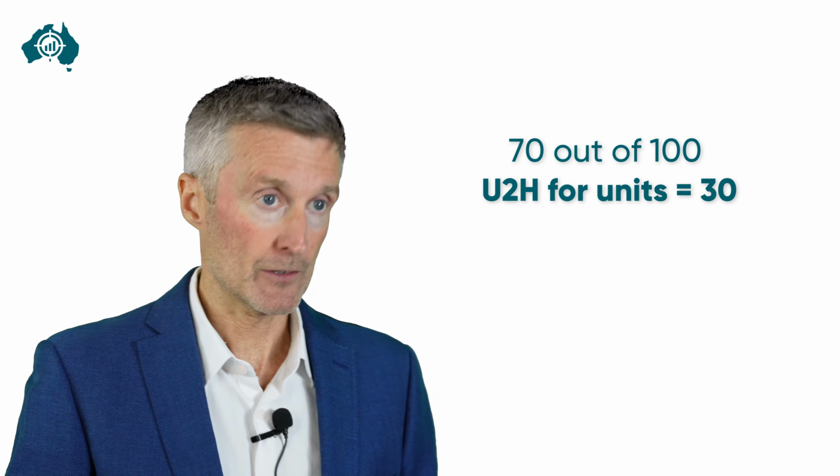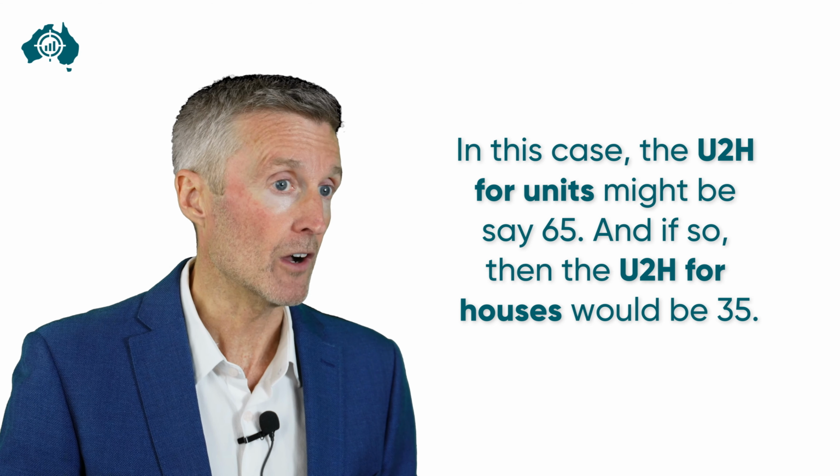Now consider a different suburb where units are worth 500,000 and houses are worth 1.5 mil. And imagine also the houses are on tiny blocks and only had a few bedrooms, one parking space, and the units were typically 150 square metres with 2 bathrooms, lock-up garages including storage space. In this case, units would be considered good value and houses might be considered overpriced. So in this case, the U2H for units might be, let's say it was 65. If so, then the U2H for houses would be 35.